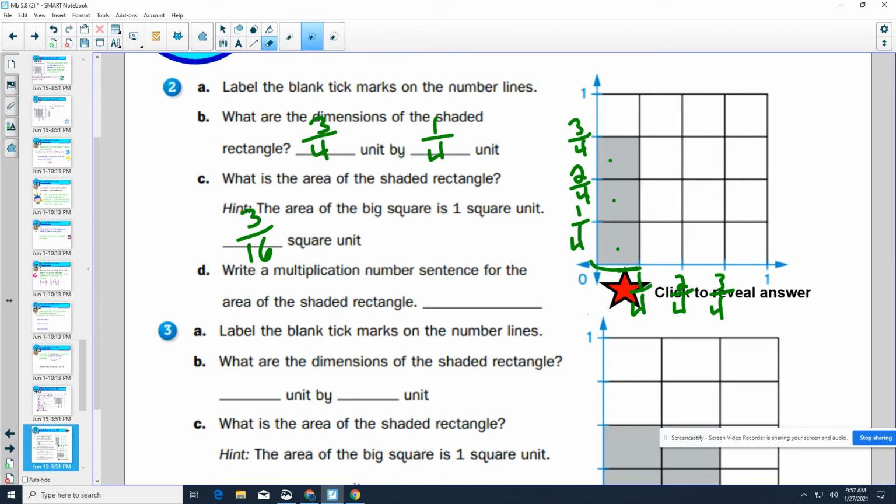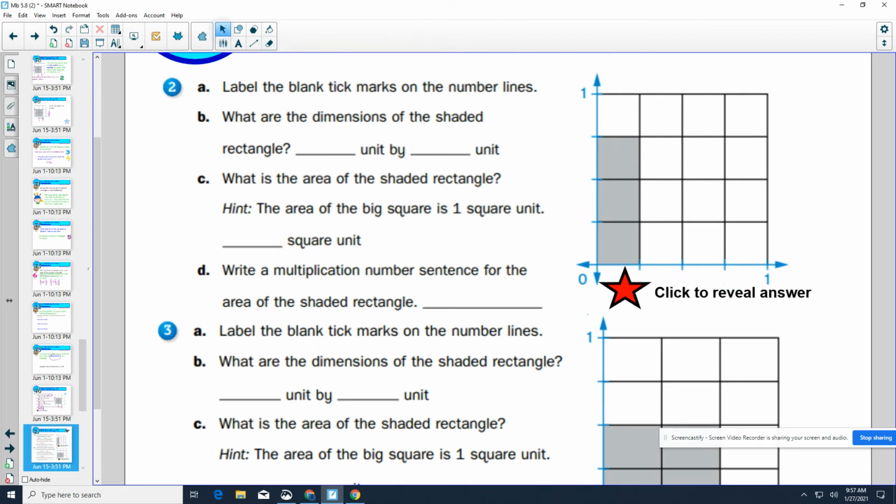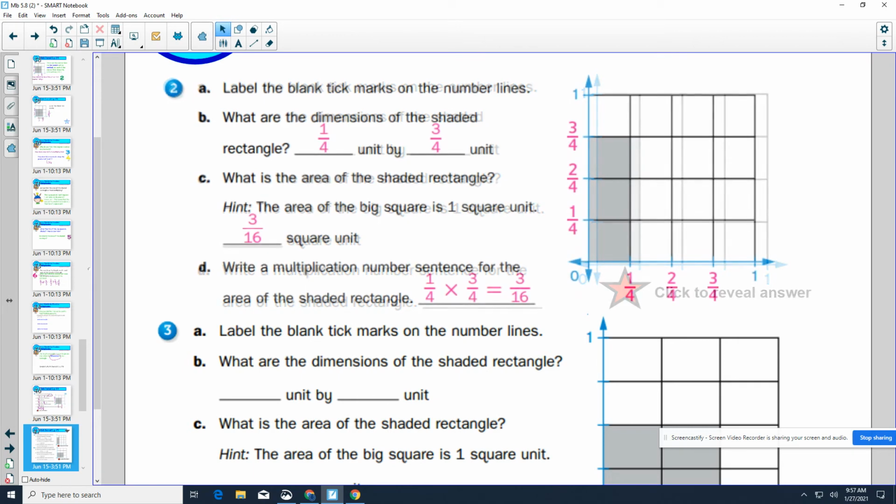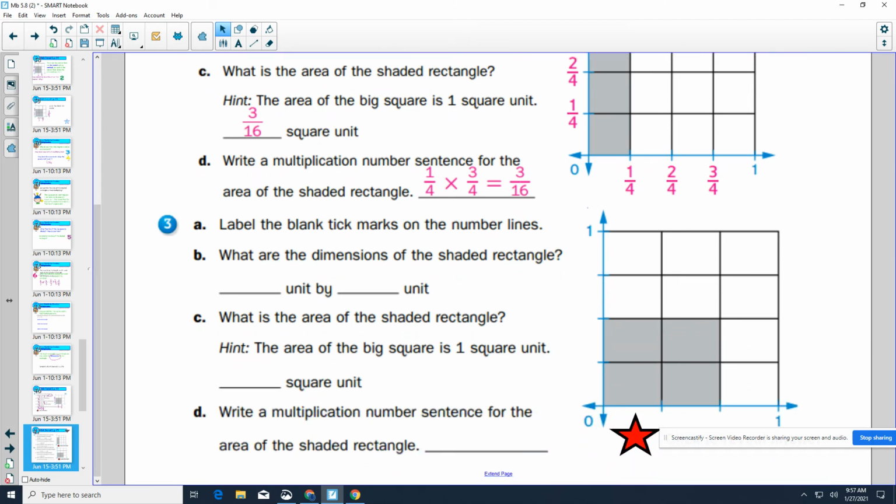All right, so we're back. So I'm going to reveal the answers here. Hopefully you've already done this, so you can check your work to make sure that you have the same answers. You can see the first one there we already did. 1/4 times 3/4 is 3/16, and your multiplication sentence will be 1/4 times 3/4.